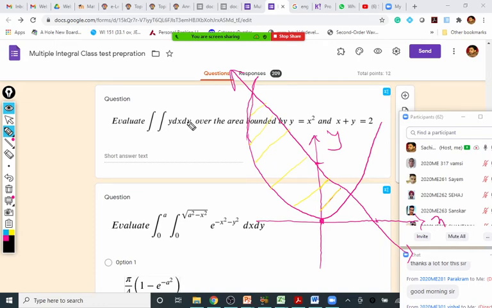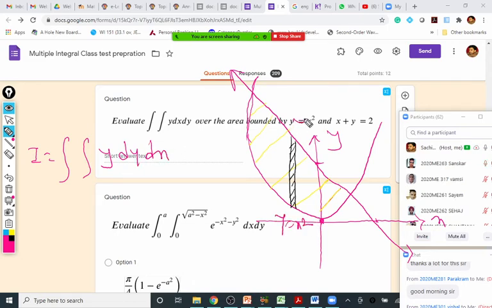There is nothing written that you should do it only with the order dx dy. The question is just evaluate, so you should decide which one is the better choice. The better choice is the vertical strip, and with the vertical strip you get the answer in a single step. So what does that integral become? The lower limit becomes y equal to x square. This is the double integral of y, now I am taking dy dx. What is the limit of y?